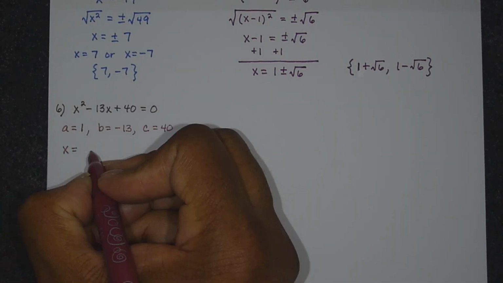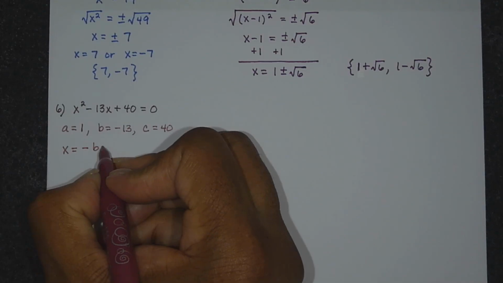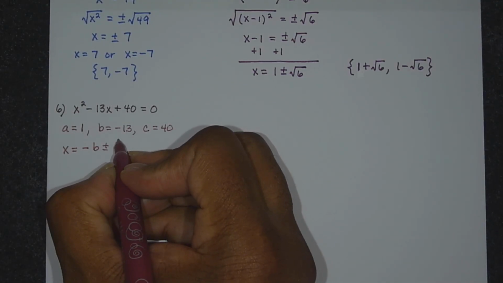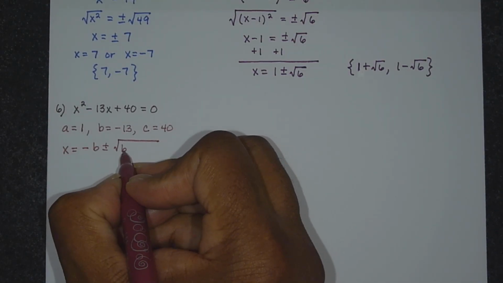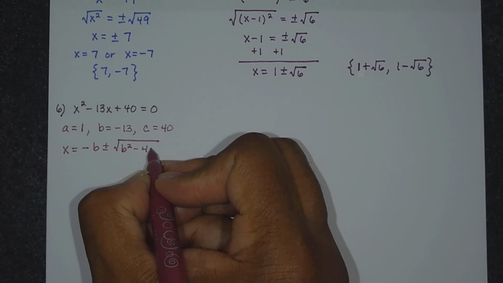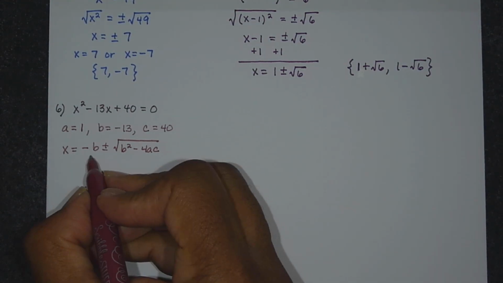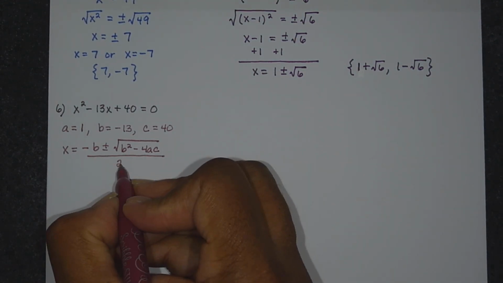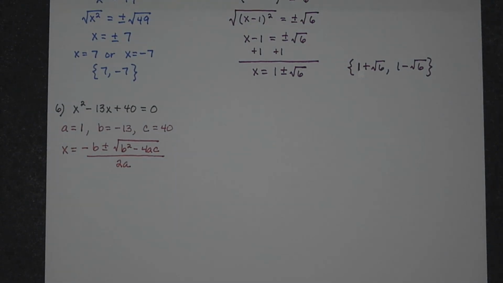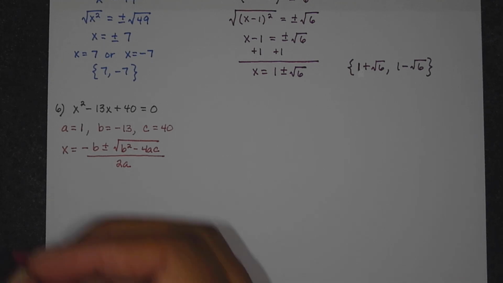And of course, the quadratic formula will be this: x equals negative b plus or minus the square root of b squared minus 4ac, all divided by 2a. That's the quadratic formula. And from here, we just do substitution. We just substitute a, b, and c into that quadratic formula and simplify.